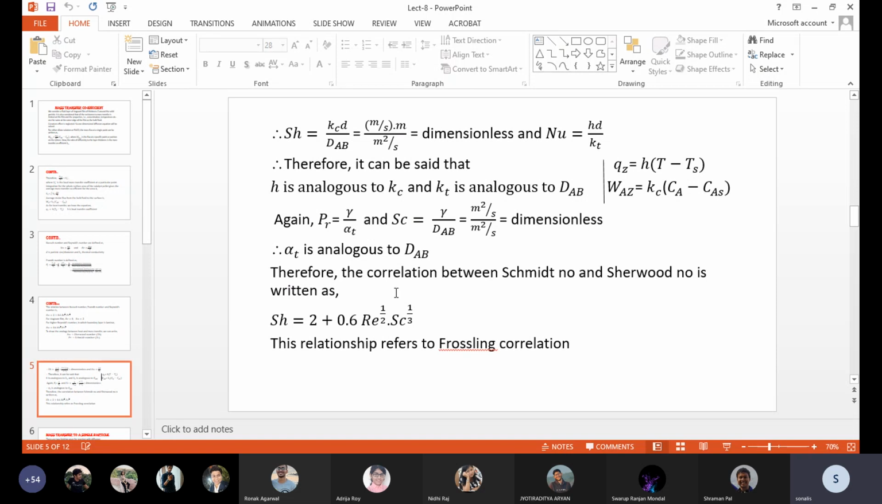Therefore, the correlation between Schmidt number and Sherwood number is written as Sherwood number is equal to 2 plus 0.6 Reynolds to the power half, Schmidt to the power 1/3. This relationship is said to be the Frossling correlation. If we have a stagnant film, then Reynolds number is 0, and Sherwood number will be 2. But if there is laminar flow, then there should be a Reynolds number value, and we can neglect 2. Then Sherwood number will be 0.6 Reynolds to the power half, Schmidt to the power 1/3.